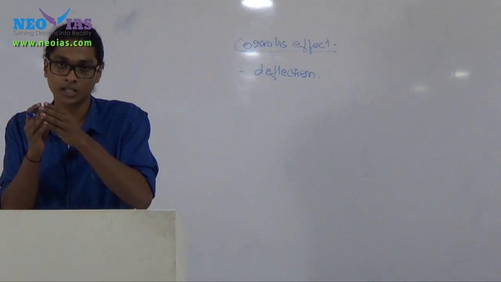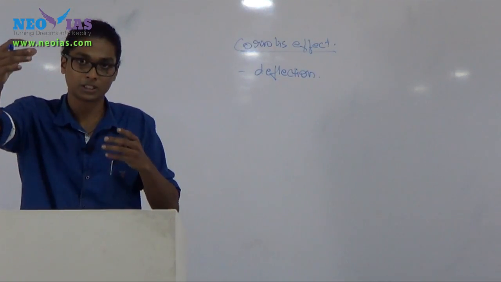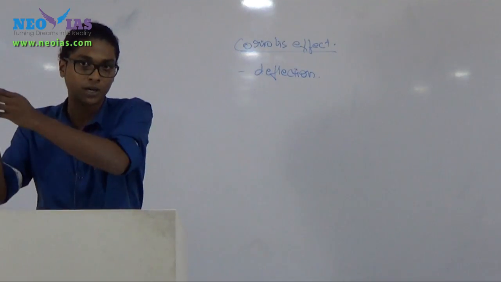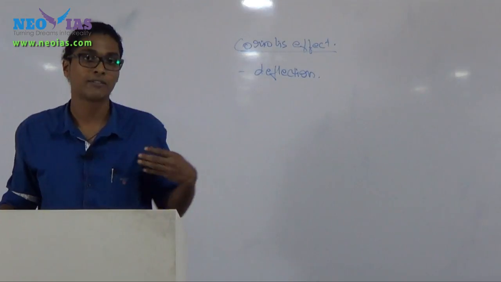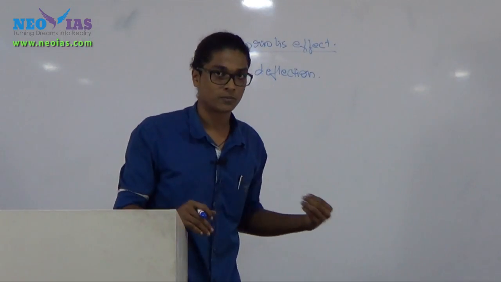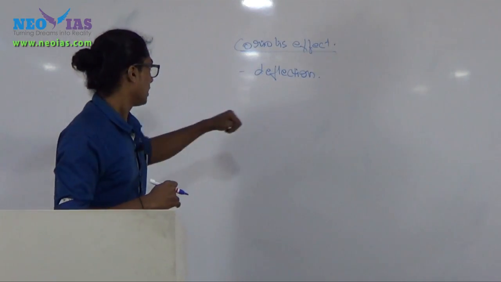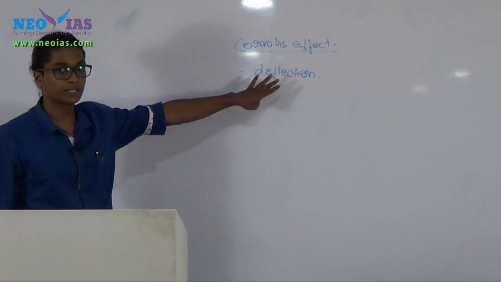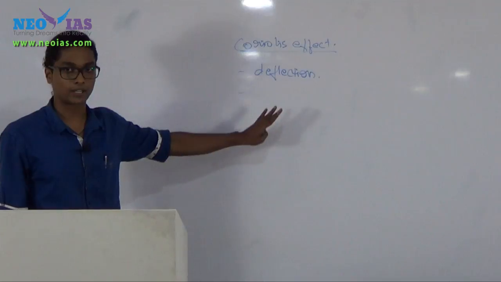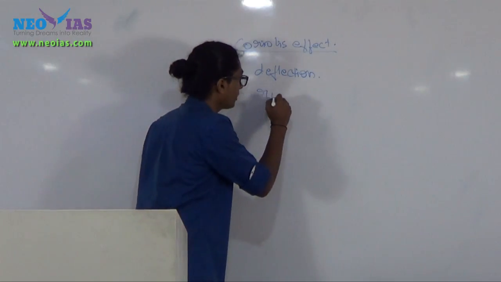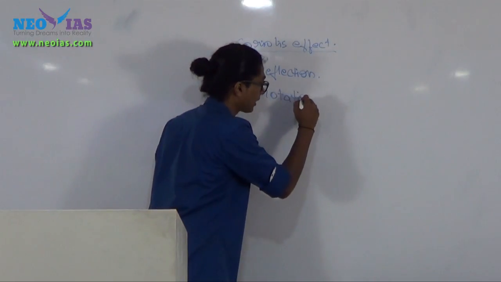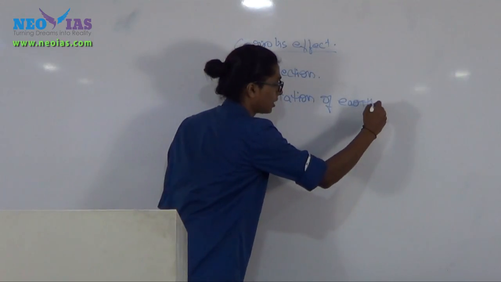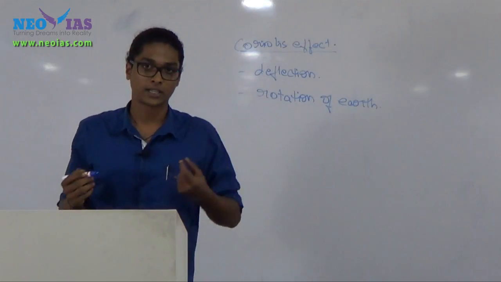And this deflection will be different in both hemispheres. In the northern hemisphere, the deflection will be towards the right of its path, and in the southern hemisphere, the deflection will be towards the left of its path. Okay, we'll see that. Another thing, so what do you mean by Coriolis effect? It simply means deflection. Now, another important thing related with the Coriolis effect is that it is caused because of the rotation of the earth.